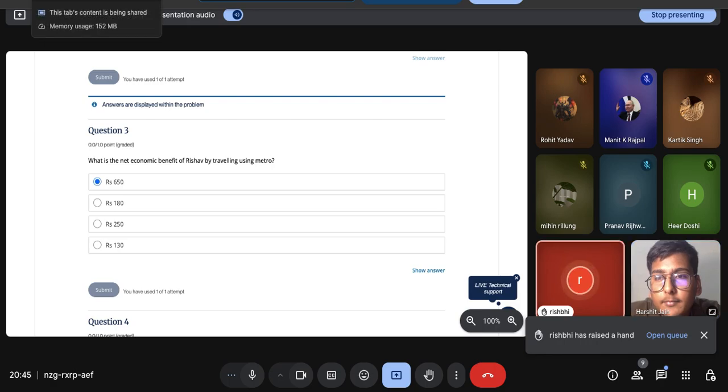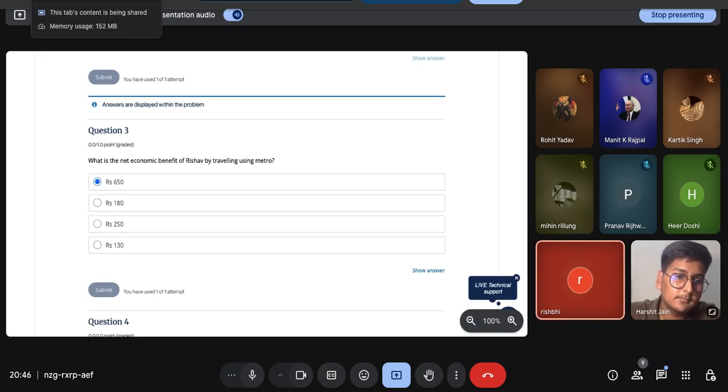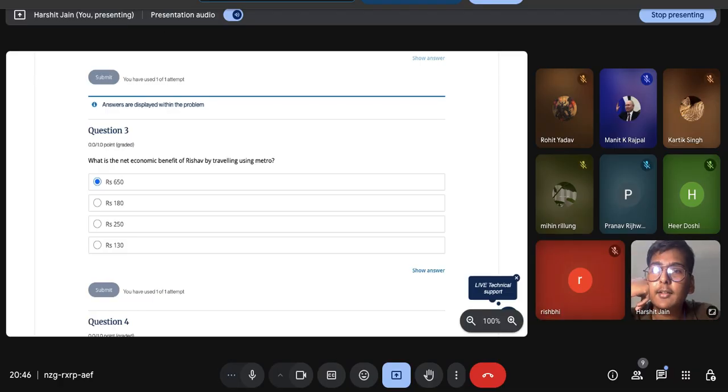It's not a doubt. I was just saying that basically it's the net economic benefit of traveling by metro, right? So how much additional money he's able to earn when he's using the metro instead of the bus. Whilst using the bus, he is earning only 470 rupees, and whilst using the metro he's getting 650. The difference will be 180, and that will be the net economic benefit. Okay. Let's check the answer.